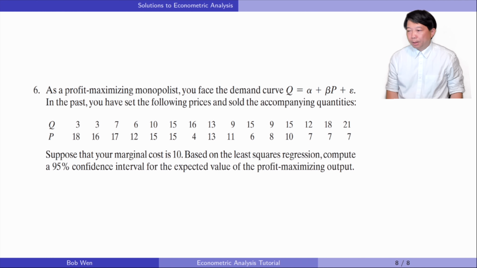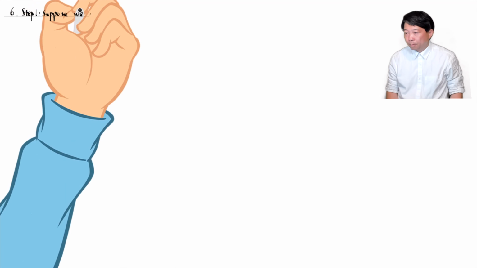Let's solve exercise 6. A profit-maximizing monopolist faces a linear demand curve. A sample of price and quantity is given. Based on the least squares regression, compute a 95% confidence interval for the expected value of the profit-maximizing output. We solve the problem in 2 steps. In the first step, we figure out what we need to compute to answer the question.